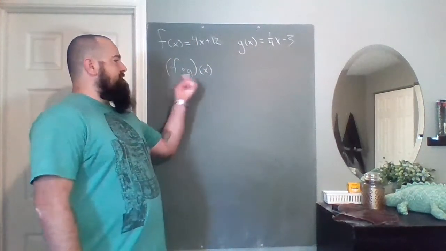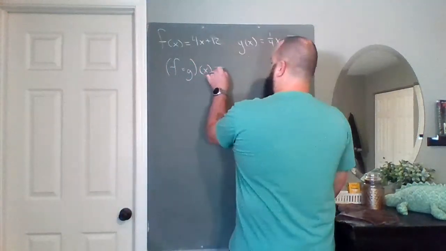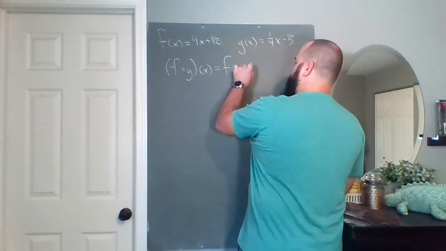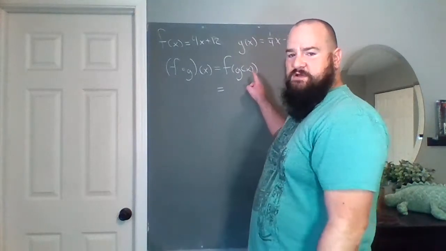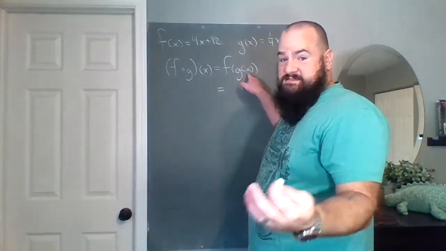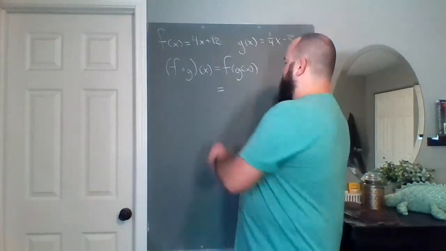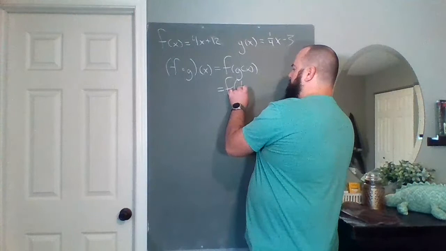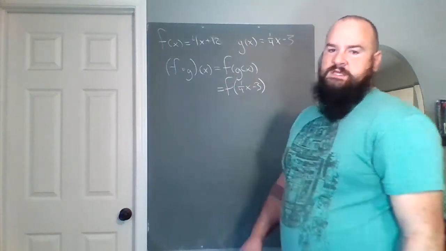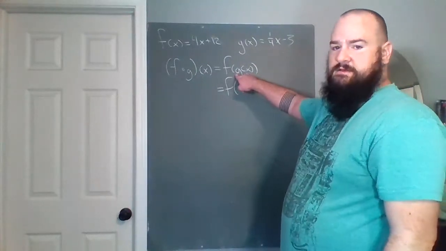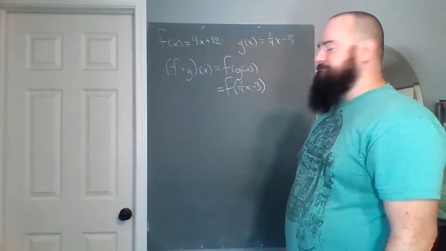Well, the first thing is to rewrite from composition notation into function notation. So we get f of g of x. Now order of operations says start with x. X is x, I don't know anything more, but I know what g of x is. G of x is 1/4 x minus 3. So I can get f of 1/4 x minus 3. So I just replaced g of x with what it's equal to.